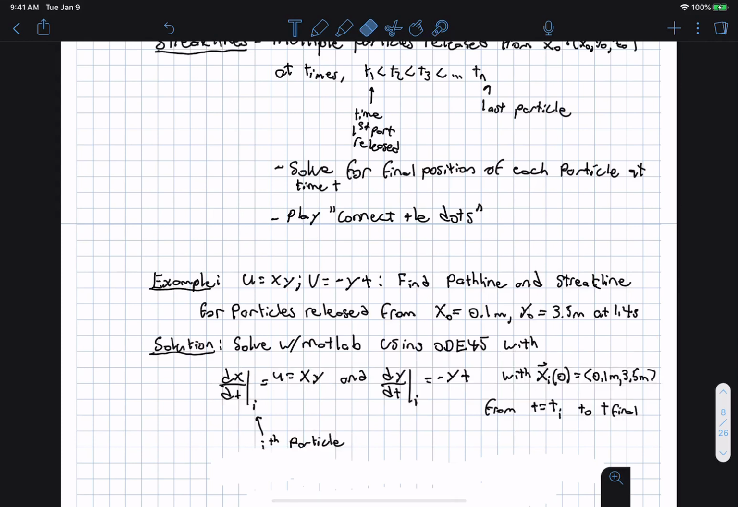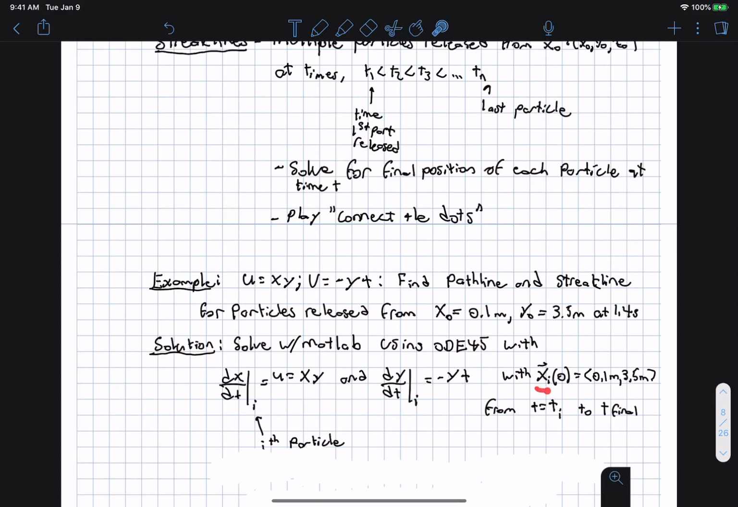Okay, and so we do that like before: we consider an array of particles, and the time rate change of position for each particle, and this is just for particle i, it could be particle 1, 2, 3, 4, 5, is equal to u, the velocity field, which is equal to x times y, and similar for the time rate change of y for each particle.